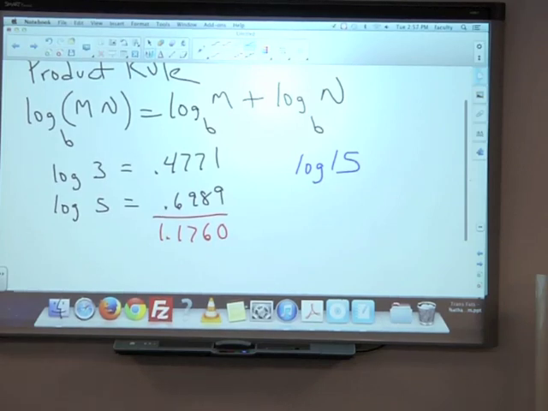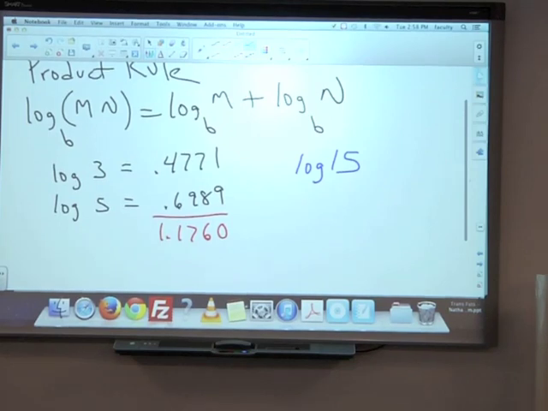That's the product rule. Again, like I said, finding logarithms now, you don't do it that way, because the toy will do it for you, right? The toy doesn't care what the number is you plug in. It can do it. So the product rule merely says you add the two logarithms together and you get your value.